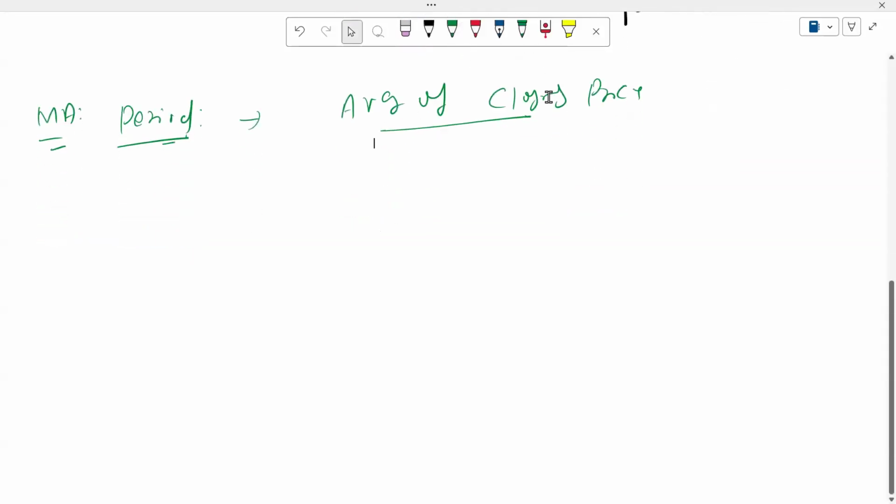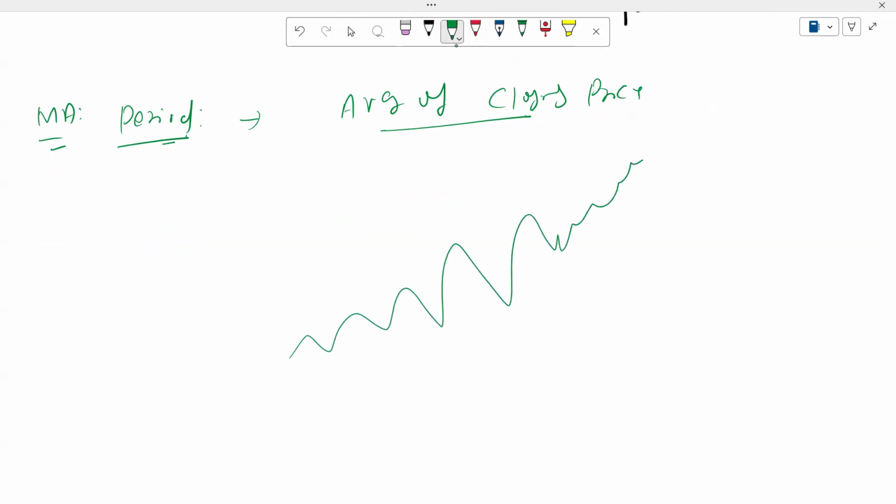See, this is the price data. Let's say this is the price data of any stock. Price is moving like this in a zigzag pattern, and you see this is the moving average line because it will be smoother than the price. This is your moving average line like this.